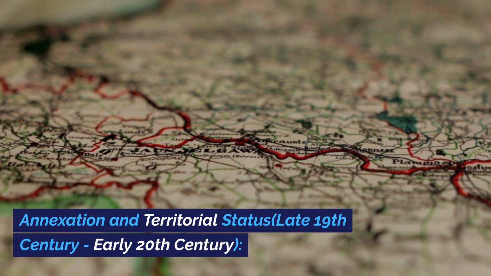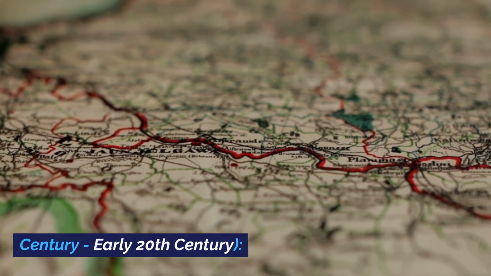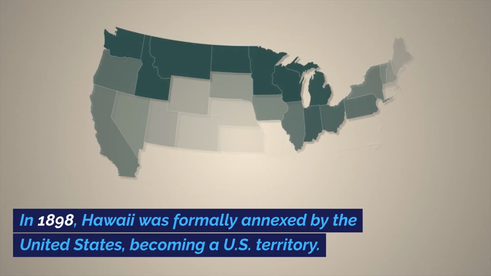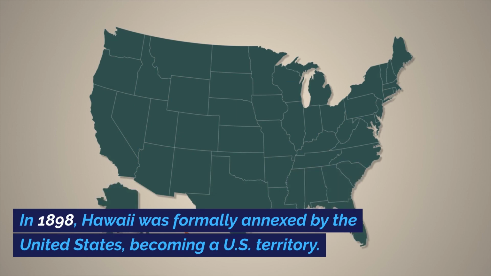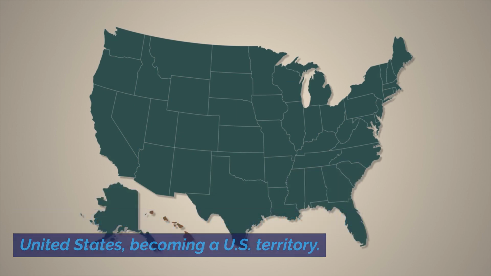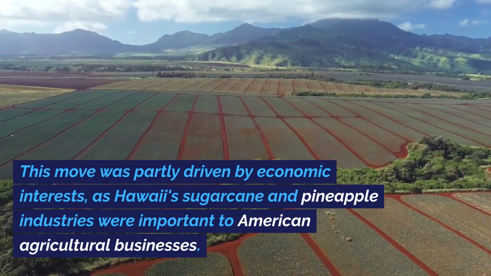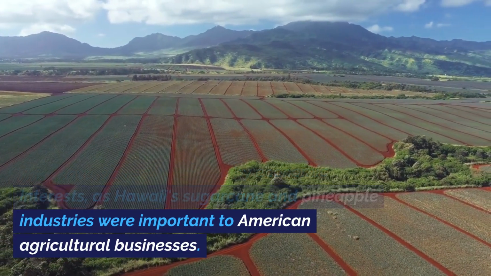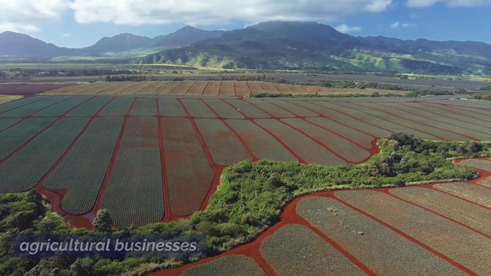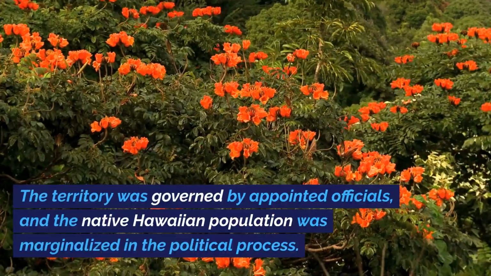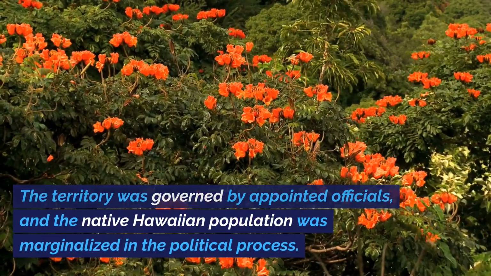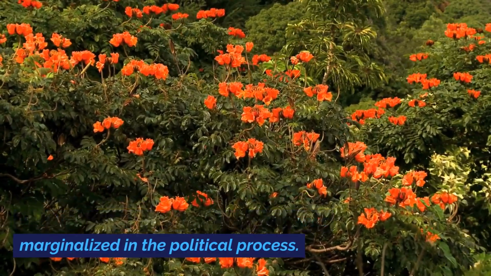Annexation and territorial status, late 19th century, early 20th century. In 1898, Hawaii was formally annexed by the United States, becoming a U.S. territory. This move was partly driven by economic interests, as Hawaii's sugarcane and pineapple industries were important to American agricultural businesses. The territory was governed by appointed officials, and the native Hawaiian population was marginalized in the political process.